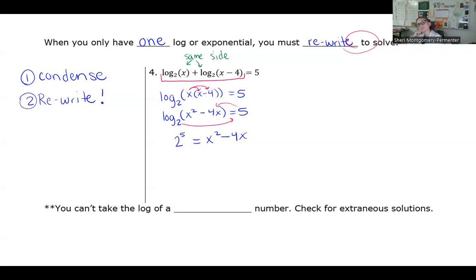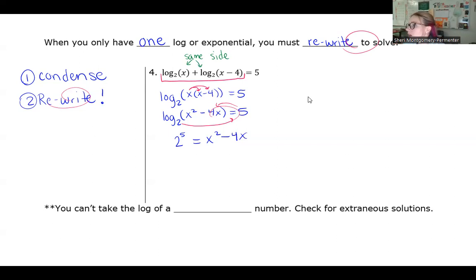What do you mean? Oh, that's me rewriting it. So when I rewrite, that's when I do the swirly thing. So this is 2 to the 5th power is equal to this stuff. This is the swirly thing. This was just me showing you the direction. 2 to the 5th power is equal to that stuff.